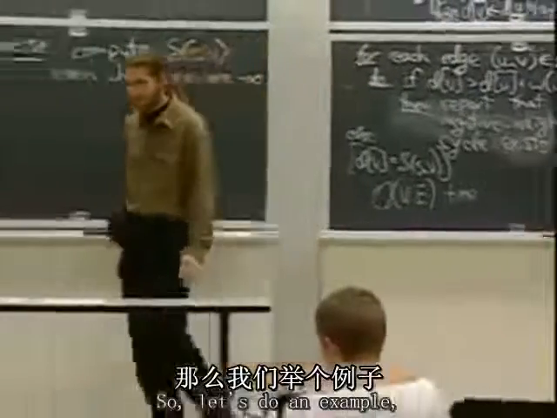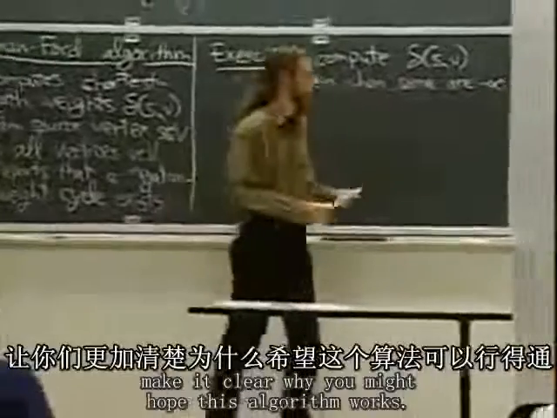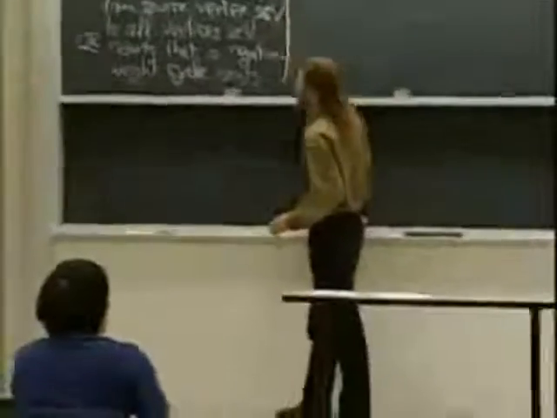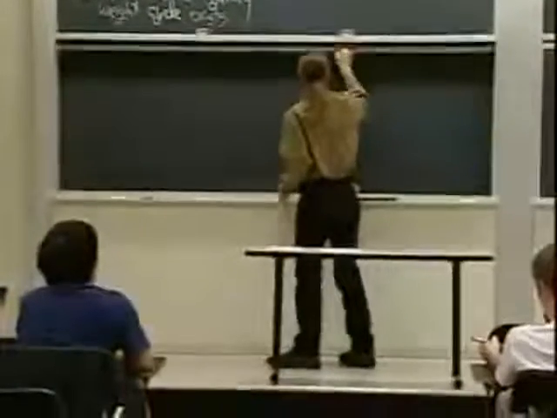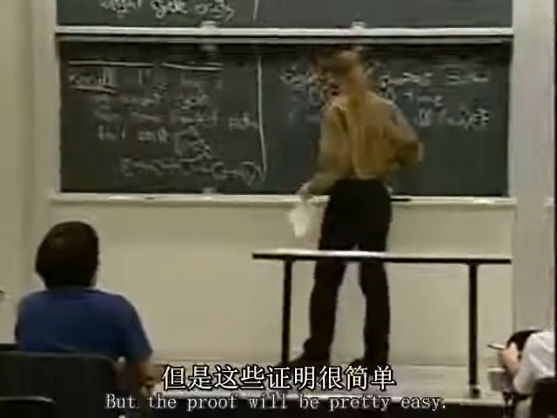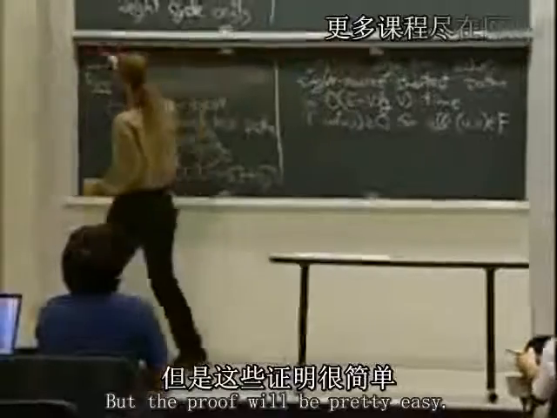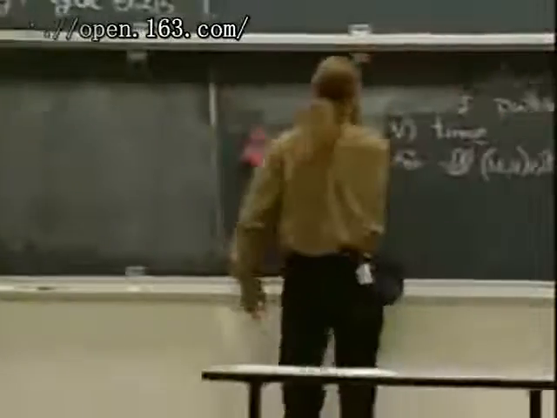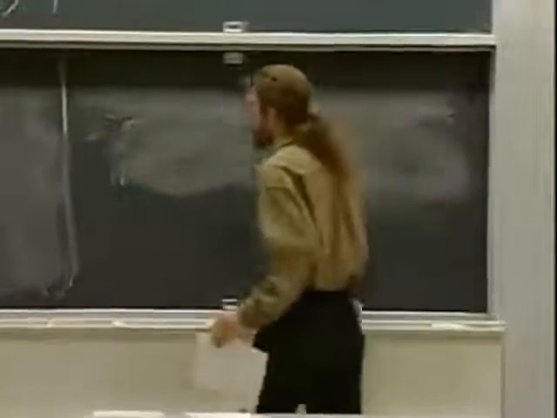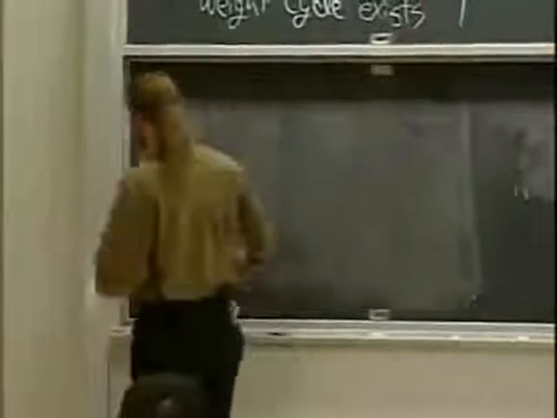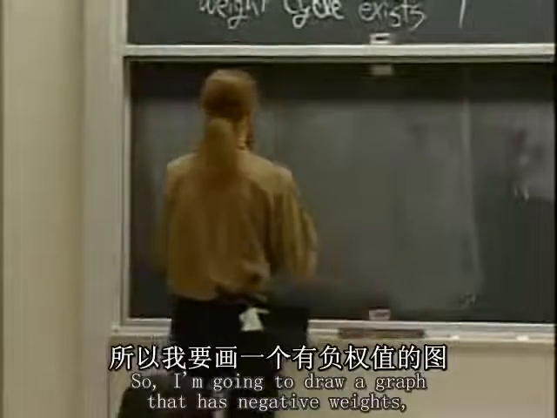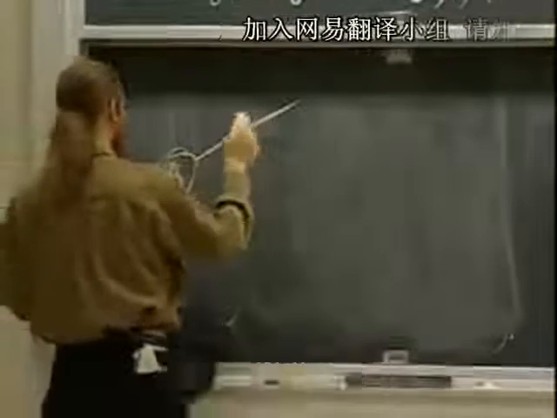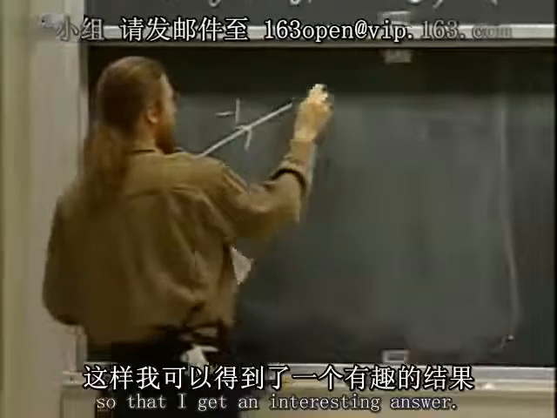So let's do an example, to make it clear why you might hope this algorithm works. And then we'll prove that it works, of course. But the proof will be pretty easy. So I'm going to draw a graph that has negative weights but no negative weight cycles so that I get an interesting answer.